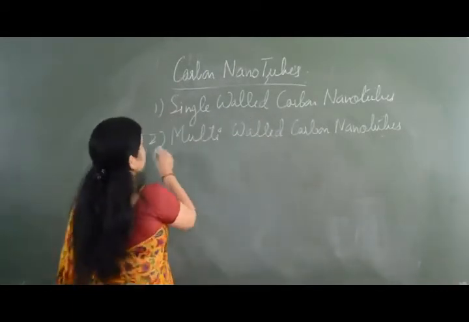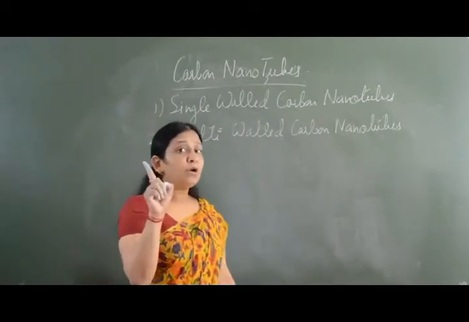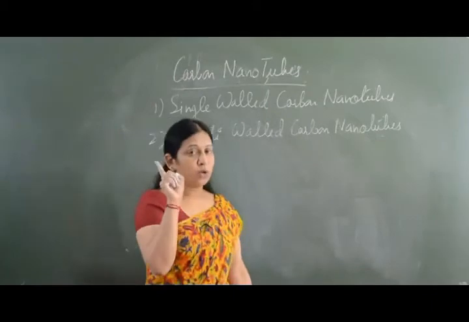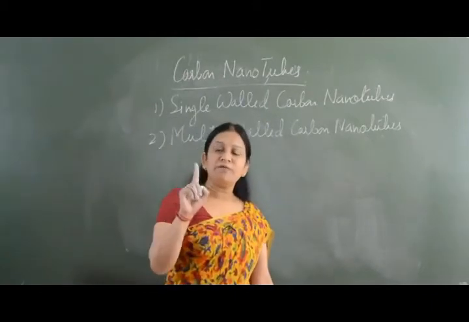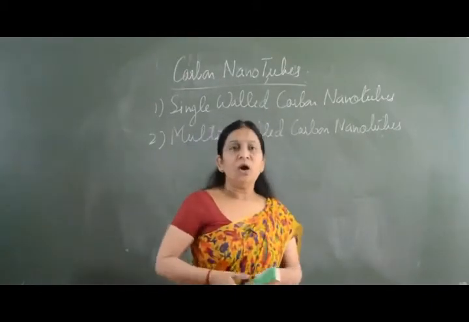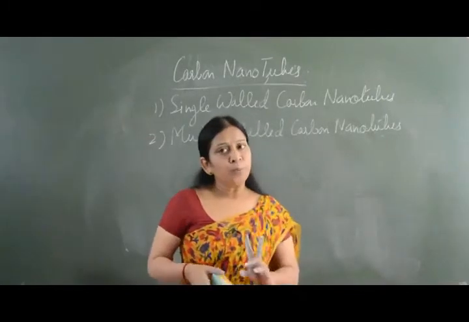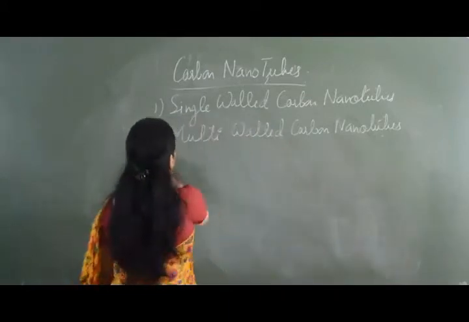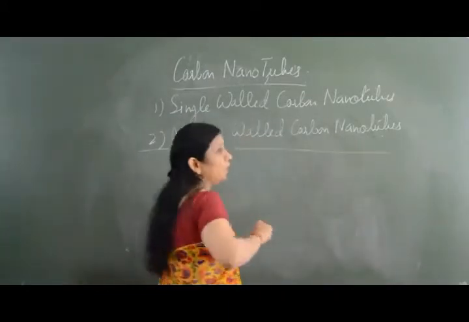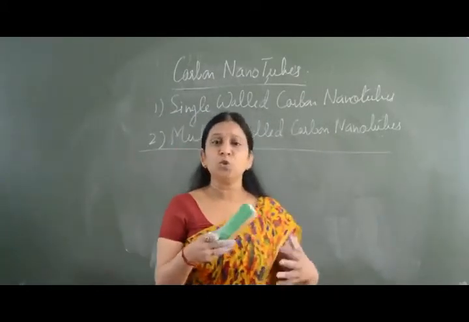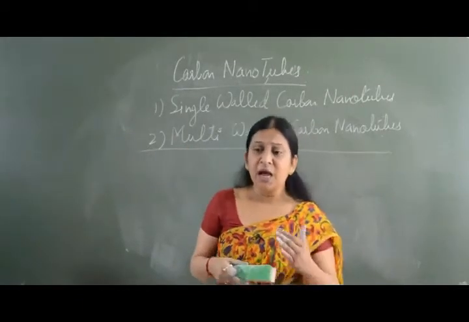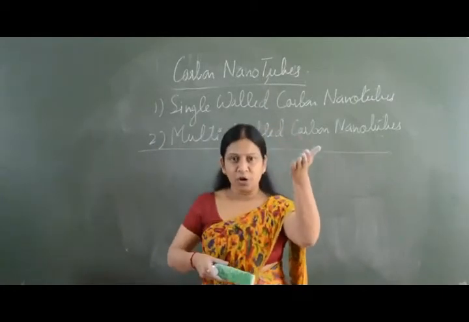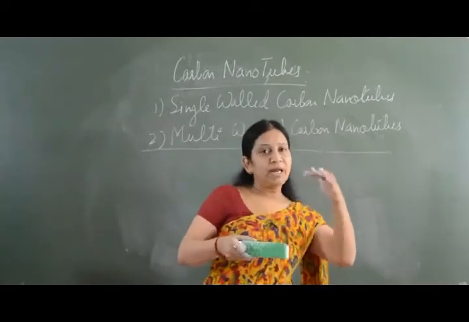So this is on the basis of the number of graphite sheets which are rolled. On the basis of the number of layers rolled, we have two types of carbon nanotubes, single walled and multi-walled. Now, the second classification is on the direction in which we roll the graphite sheet. Either we roll it vertically, or we roll it horizontally, or we roll it diagonally.